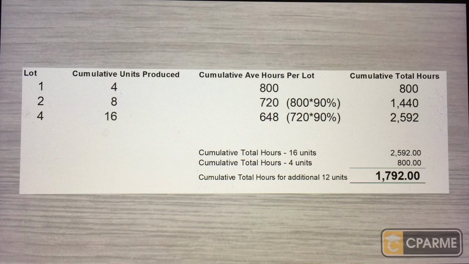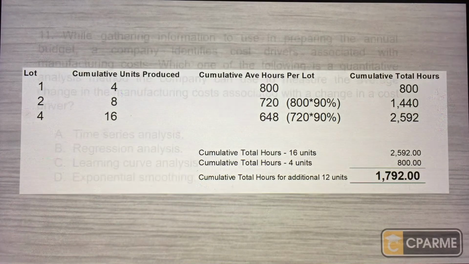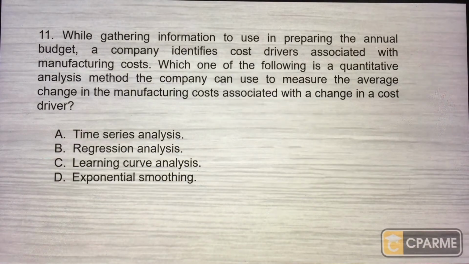So if it is 800, ang first unit or for the first 4 units, and the total of the second lot, and then the third lot or the fourth lot is 2,592. Since the question asked is how many hours for the additional 12 units, so 2,592 less 800, so we could have 1,792. Okay. Next.